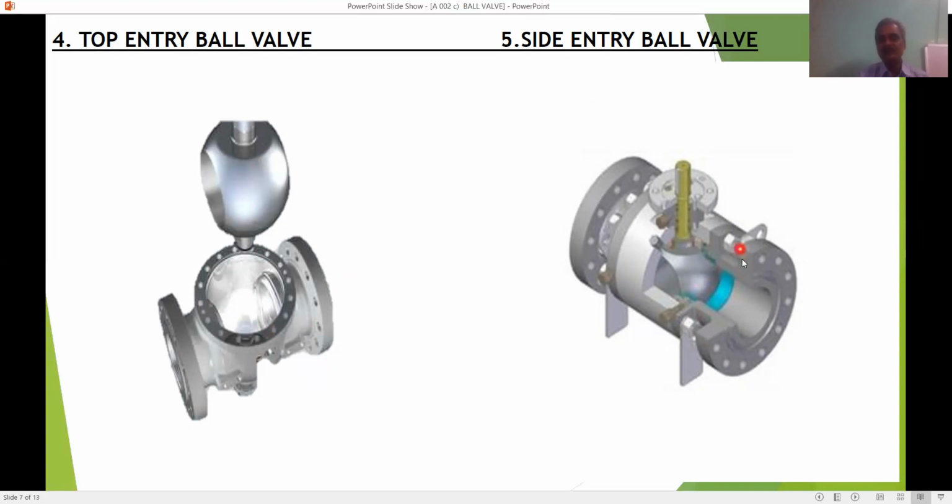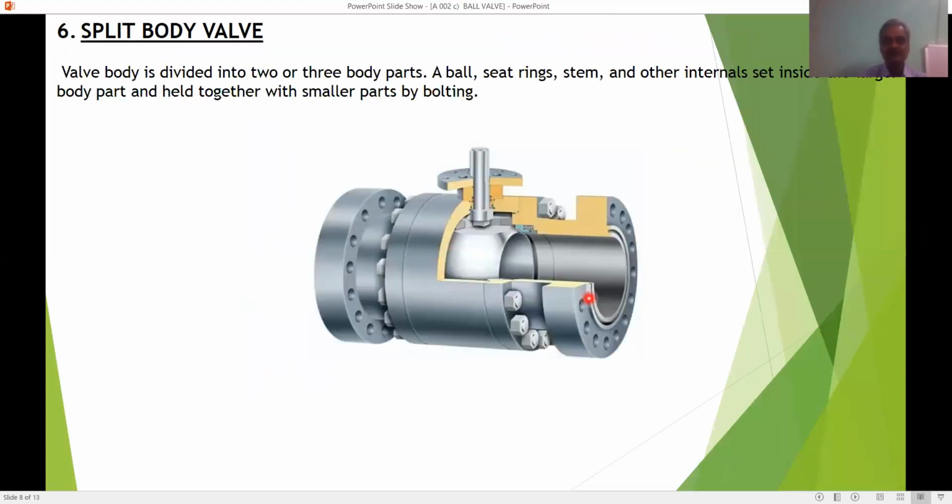This is the side entry ball valve. You can see this side entry. This is also normally used in oil and gas fields. This is the split body ball valve, the sixth one. The valve body is divided into two parts, or three parts sometimes. All the ball, seat rings, stem and other internals are inside the larger body part and held together with the smaller parts by bolting. You can see it like this. So these are the 6 types of valves.